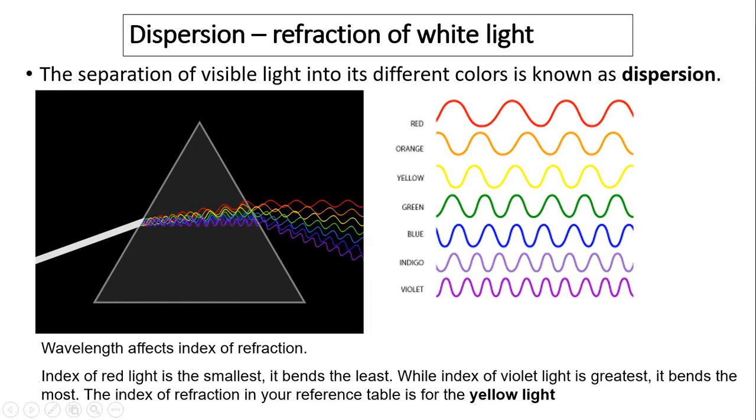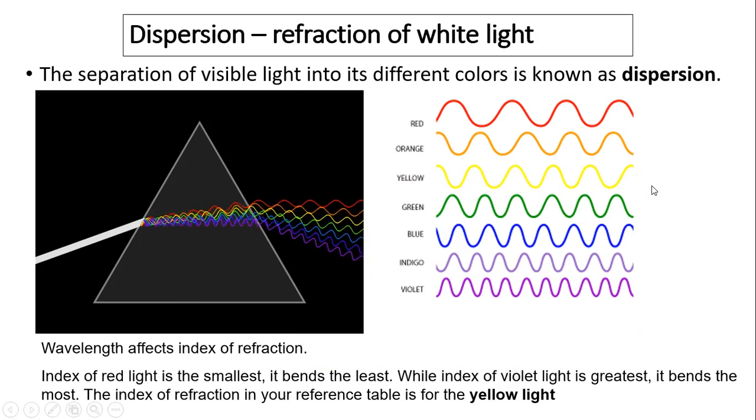Next one is dispersion, the refraction of white light. The separation of visible light into different colors is known as dispersion. So you shine the light through a prism, and obviously you don't see each individual ray, but you will see a rainbow formed right over here. Why is that? That is because the wavelength affects the index of refraction. On your reference table, you might say, wait a second, we have only one index of refraction for light, but that is really for yellow light. Yellow light is kind of in the middle, so we take the average.